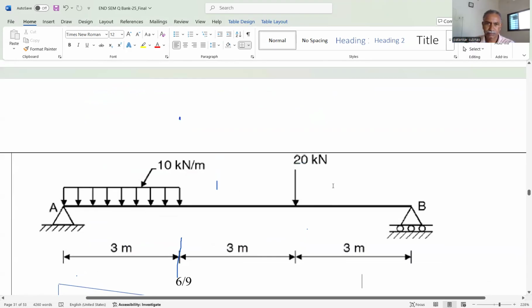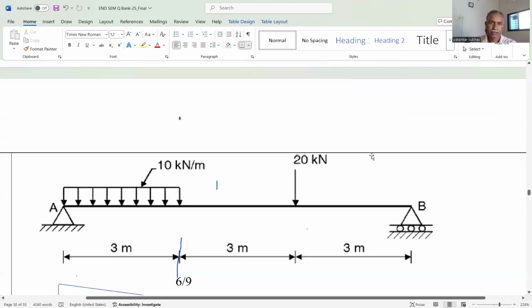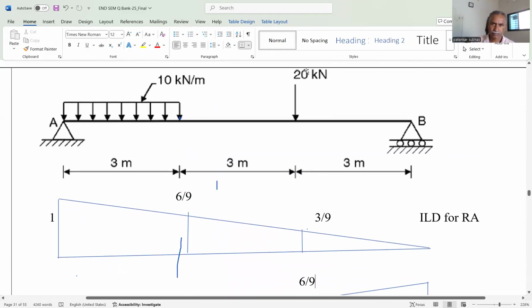The problem is, a simple problem is given. Apply the concept of ILD, that is Bloom's taxonomy level 3. Determine the reaction at support A and B for the given beam loaded and supported as shown in the figure. The problem is very simple. There is a UDL of 10 kilonewton per meter and a point load of 20 kilonewton for the simply supported beam.